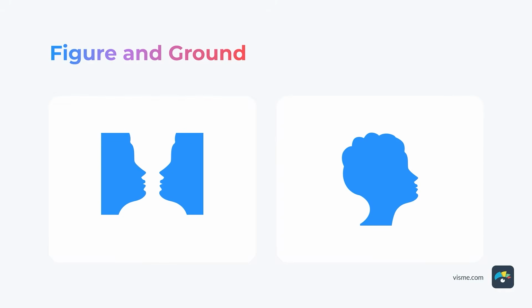In this example, when the profile of the face is alone, it's instantly perceived as a face. But on the left, the two profiles facing each other also resemble a vase. Our brains go back and forth between each visual.